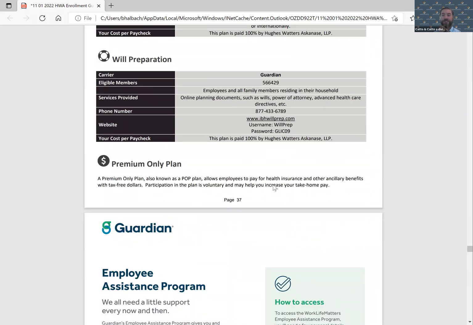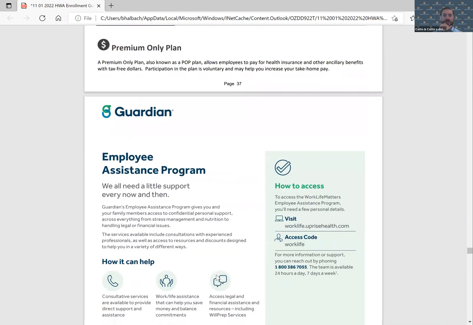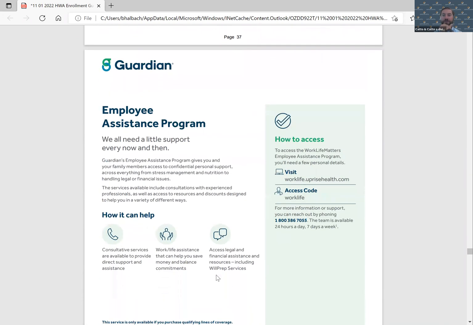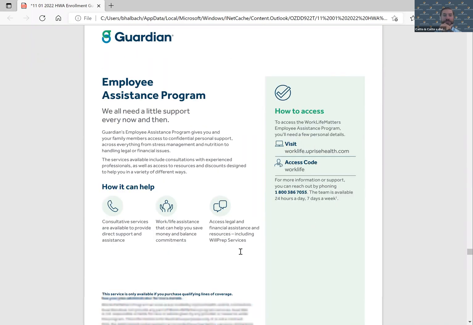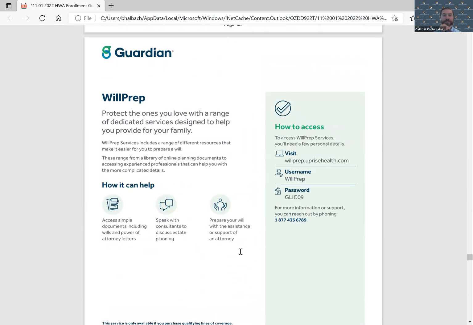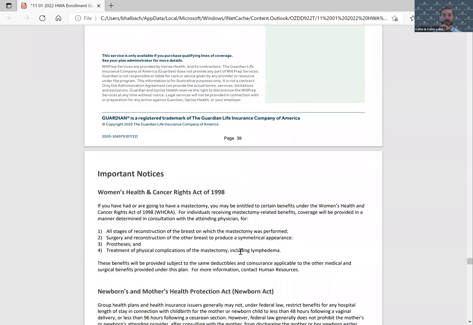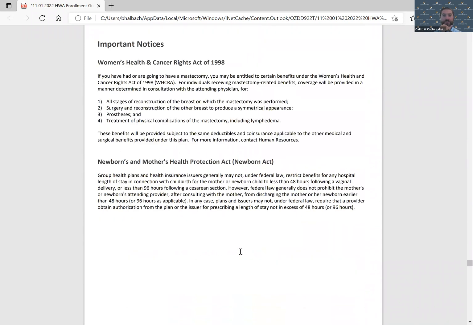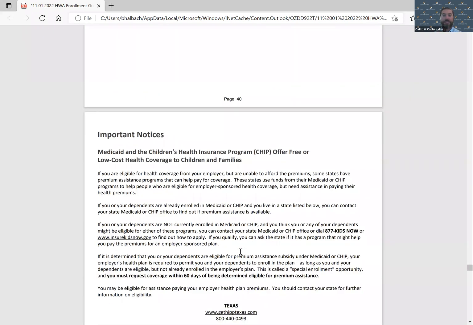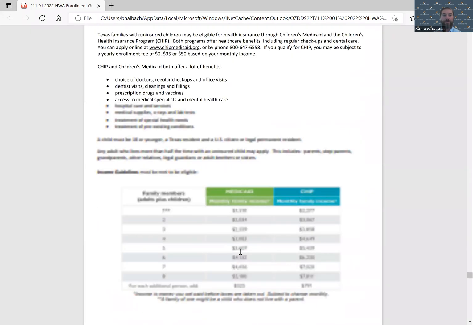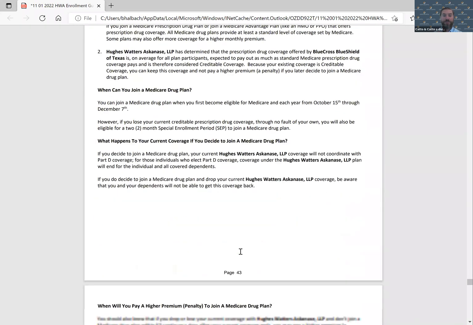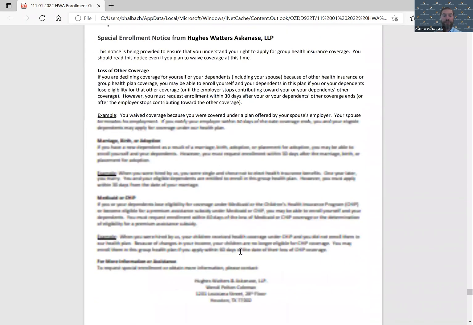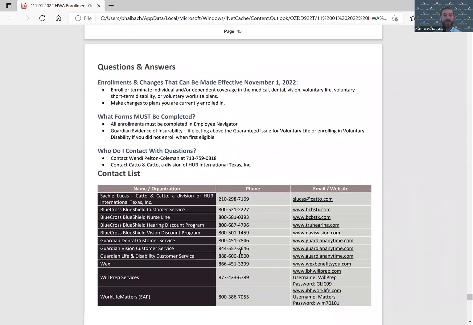Premium only plan just means any benefit that we can pass from HWA to you without being taxed, we will. And the rest is further information from Guardian and different vendors on different products that we have gone over. So this is the EAP. That's the will prep from Guardian. And then the rest of the information in here, y'all, is great late night reading material. We are not going to go over it for the sake of time. It's required notices. And we will end on this page right here.